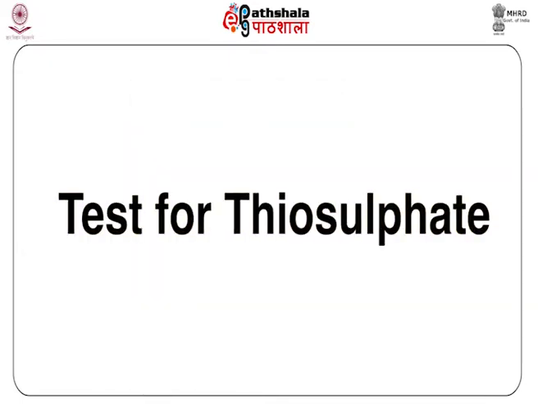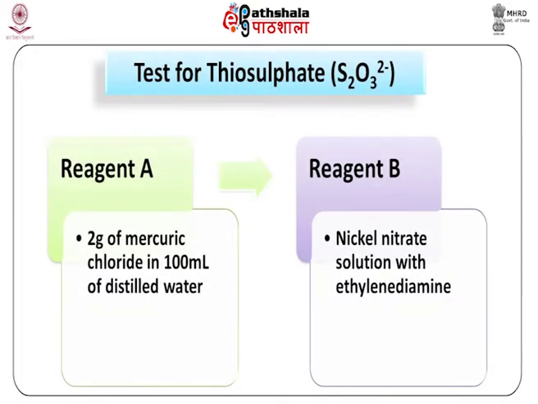Test for thiosulfate. Two reagents are prepared to test the presence of thiosulfate. Reagent A. It is prepared by dissolving 2 grams of mercuric chloride in 100 milliliters of distilled water. Reagent B is prepared by treating a little nickel nitrate solution with ethylenediamine until a violet color appears. This violet color appears due to the formation of the complex nickel ethylenediamine ion.